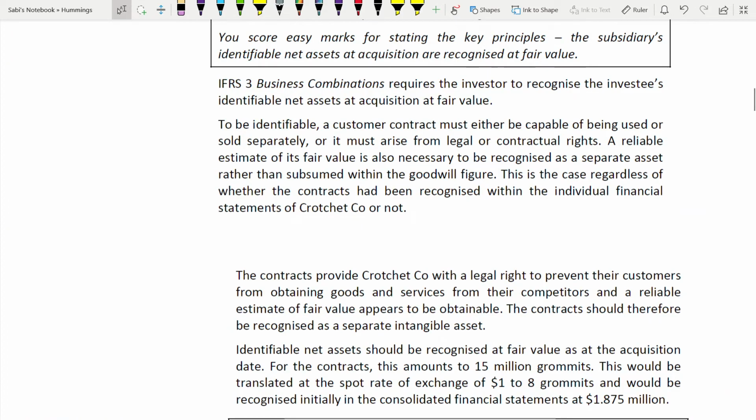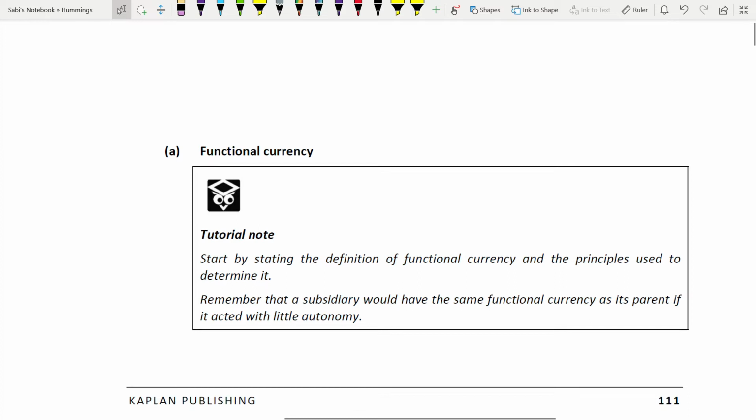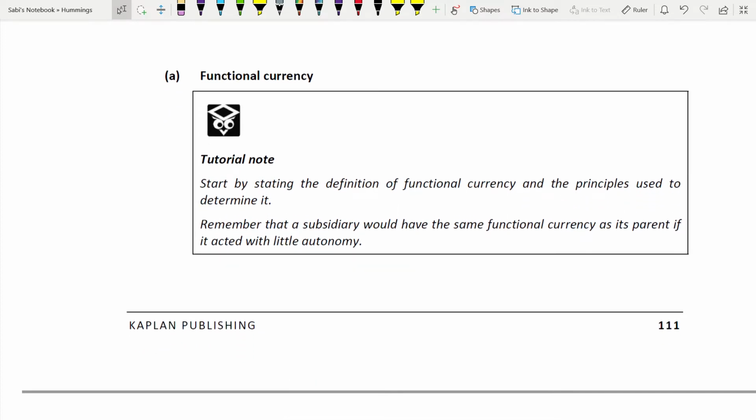So now, this is for part A. Whenever you start like this, always make sure that you write a proper subheading. Even though the examiner knows that you are talking about functional currency, you still have to write a subheading, even if it's for 4 marks, 5 marks, or 10 marks. Marks do not matter, you have to write a subheading. And because you're typing, you can bold your subheading, so it's clear that this is a subheading: functional currency. Okay, so directly you can go by the tutorial note.